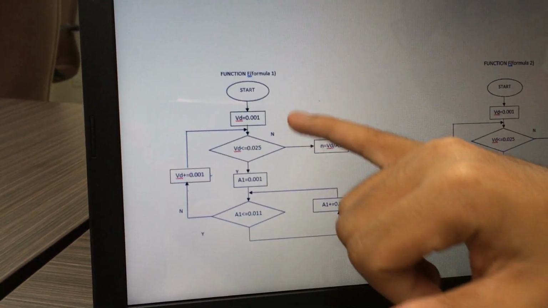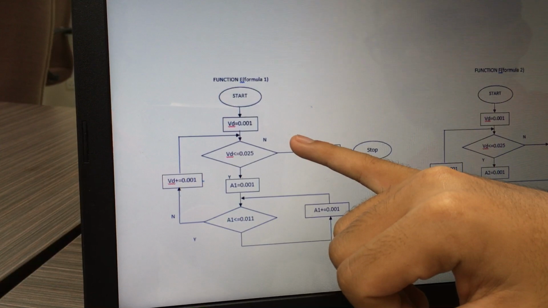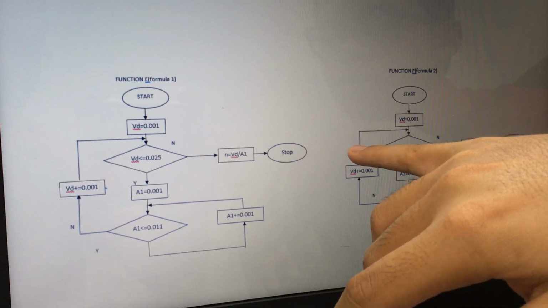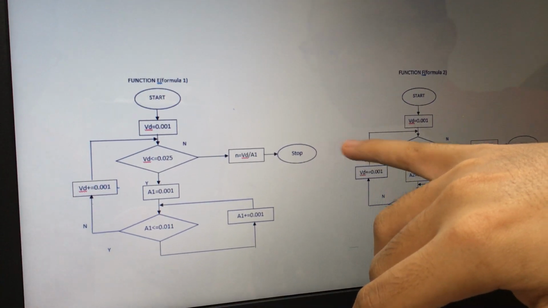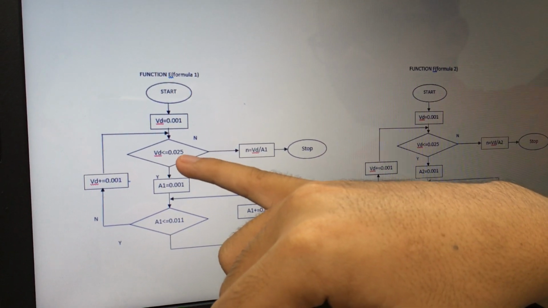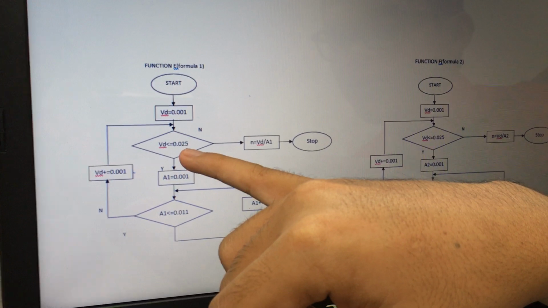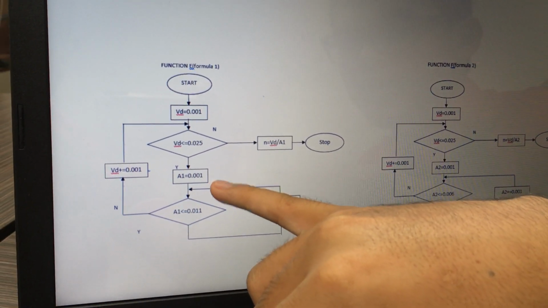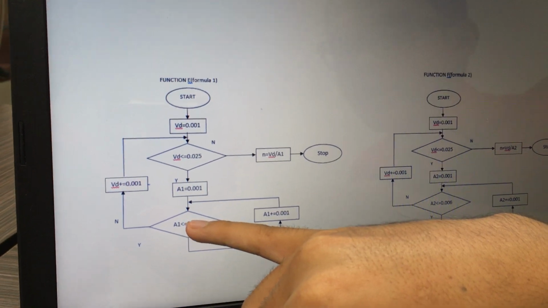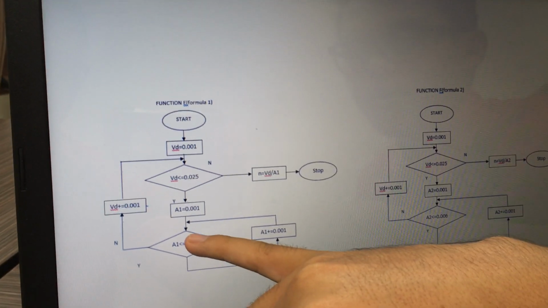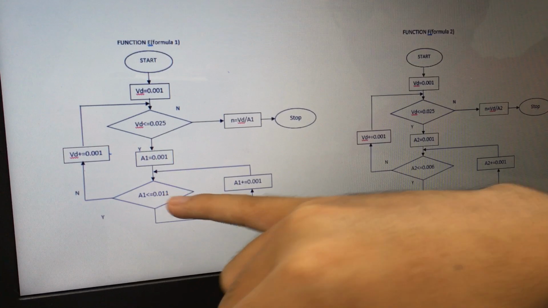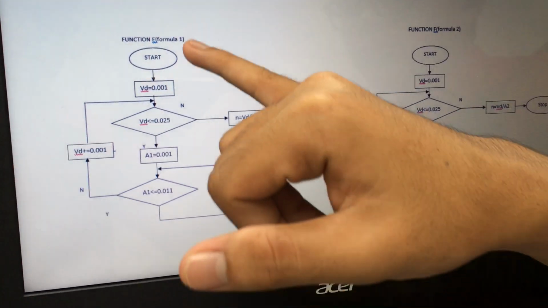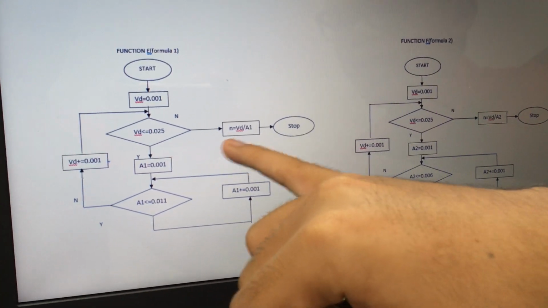And then this is the function of formula 1 and formula 2. These functions are quite similar, but the difference is only in the V dot and the area. V dot for function 1 is 0.025, and the area for function 1 is 0.011, while for formula 2 it is 0.006. So we go through this and we can get the answer.